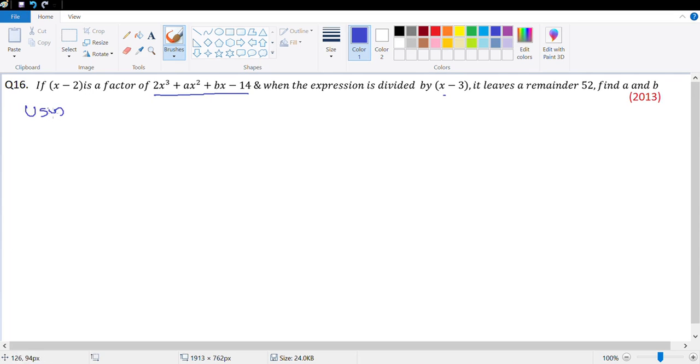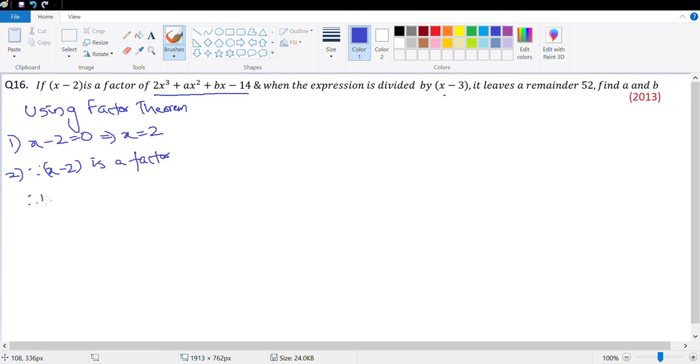So using factor theorem, we have x minus 2 is equal to 0, which means x is equal to 2. Now since x minus 2 is a factor, therefore a remainder which is equal to the value of the polynomial when x is equal to 2 will be equal to 0. Right, remainder is equal to the value of the polynomial when x is equal to 2, and that's 0. Let's figure it out.